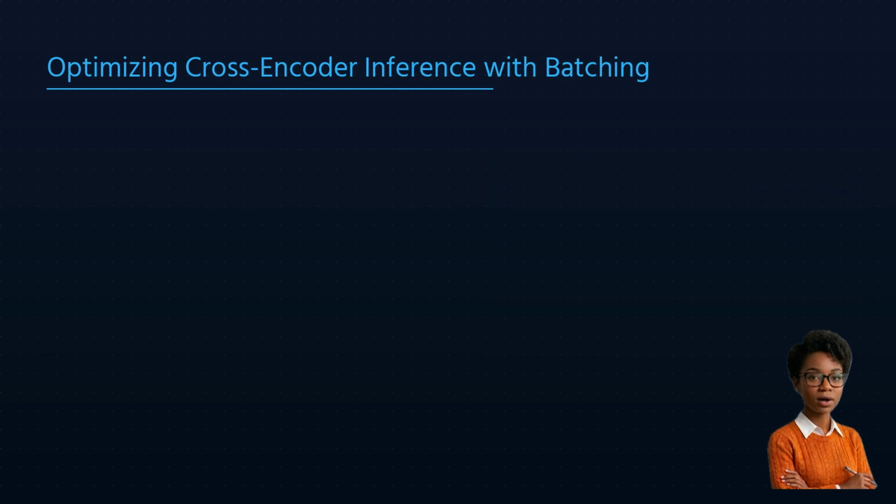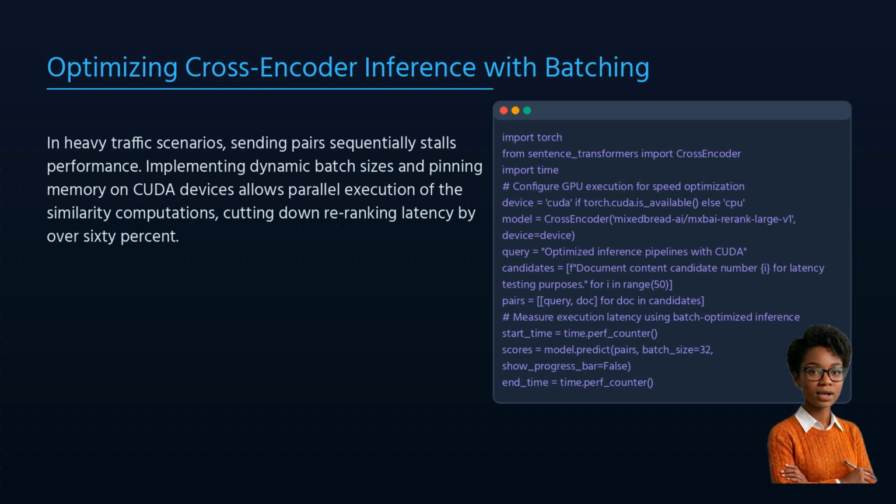To mitigate performance bottlenecks, we must write optimized inference code. In this optimized script, we configure GPU support and apply strict batch execution. By passing a configurable batch size to our predict function, we leverage parallel GPU hardware, minimizing overhead.